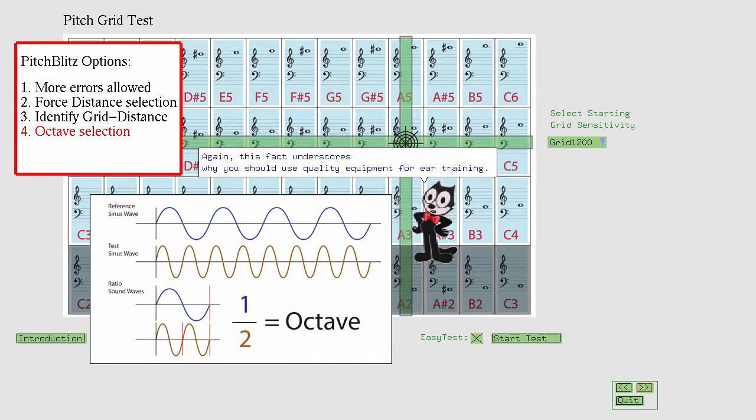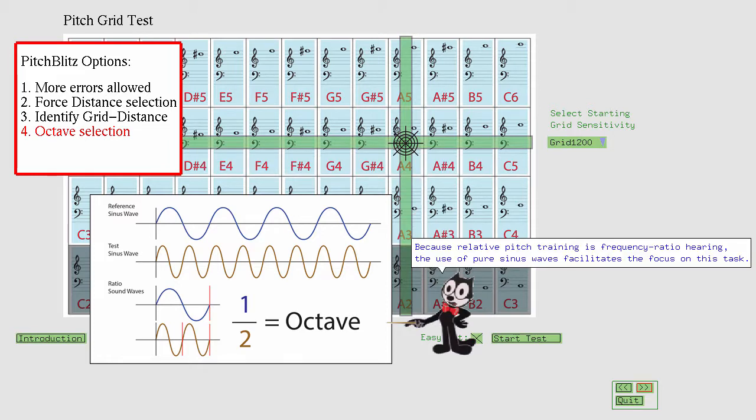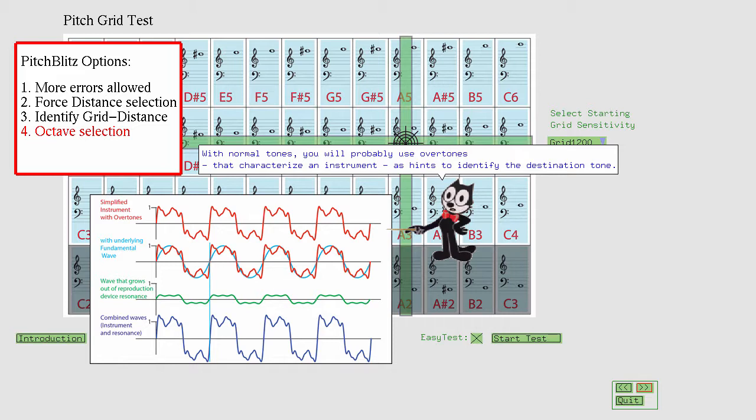Again, this fact underscores why you should use quality equipment for ear training. Because relative pitch training is frequency ratio hearing, the use of pure sinus waves facilitates the focus on this task. With normal tones, you will probably use overtones that characterize an instrument as hints to identify the destination tone.